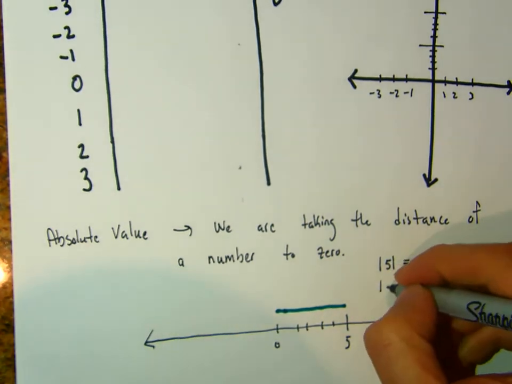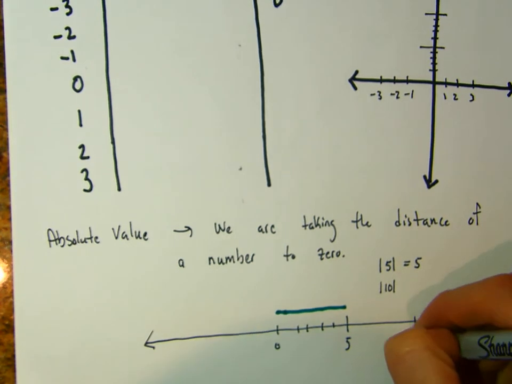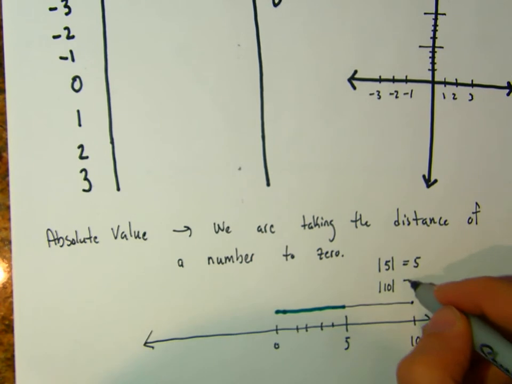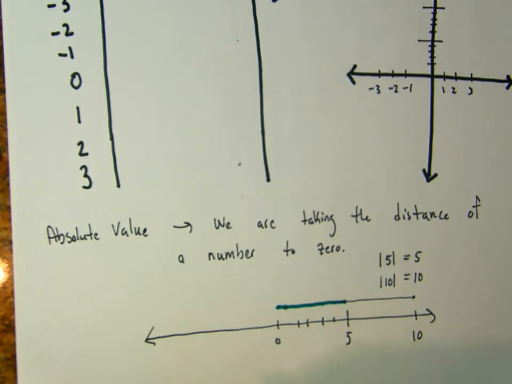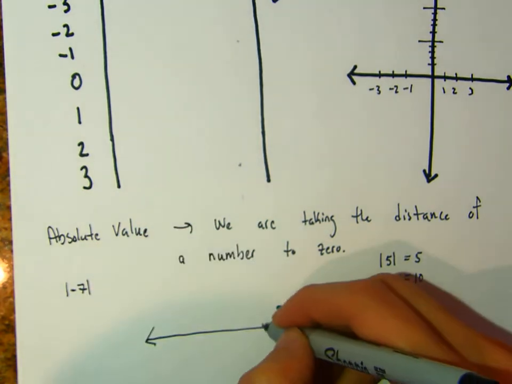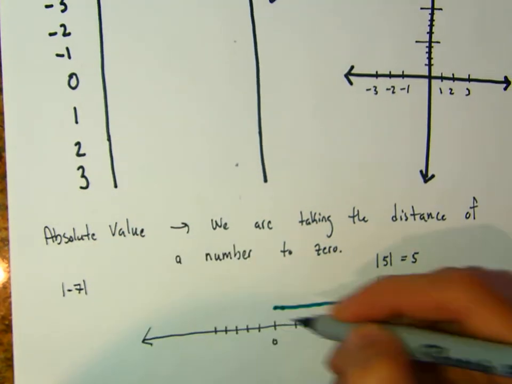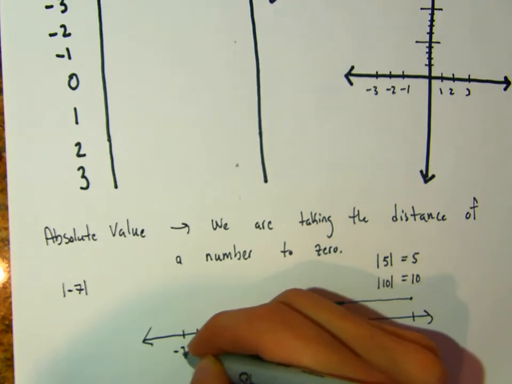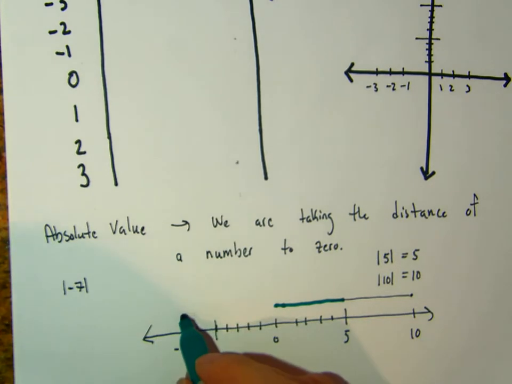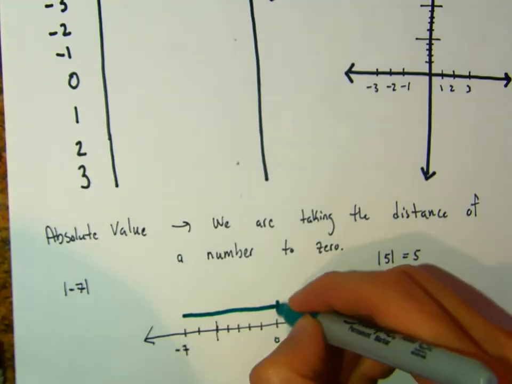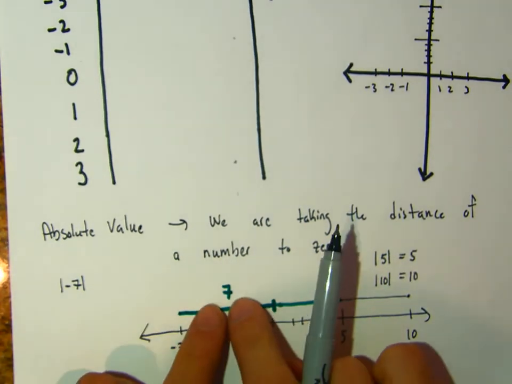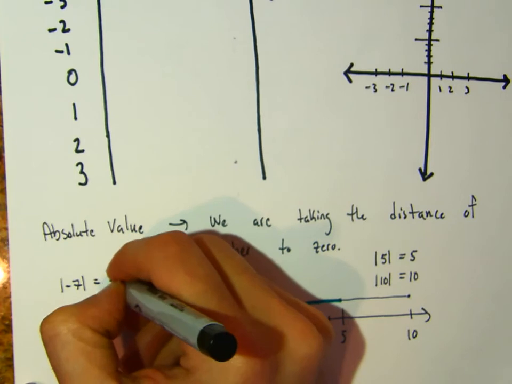If I say absolute value of 10, I go to 10, which is over here. What is the distance from 10 to 0? It's 10. But what happens if you take the absolute value of a negative number, let's say negative 7? Well, if I go to negative 7, it's 1, 2, 3, 4, 5, 6. This is negative 7 over here. What is the absolute value of negative 7? Well, you're taking the distance from negative 7 to 0, right? What is this distance? It's 7. Distance is always positive. So then here, this is 7.